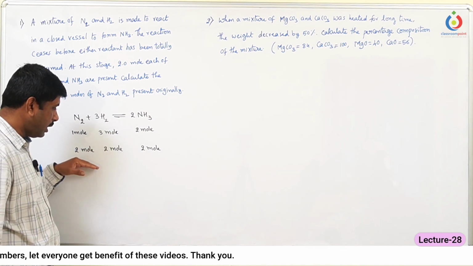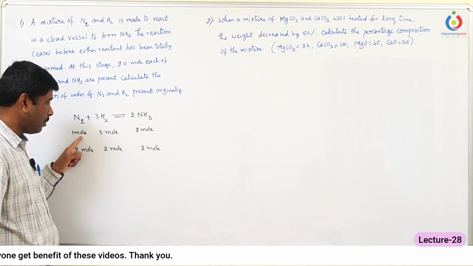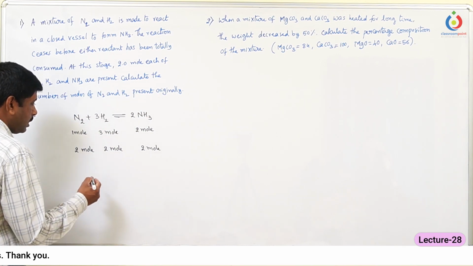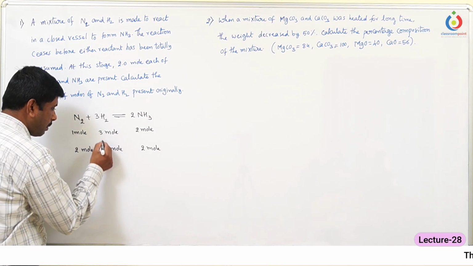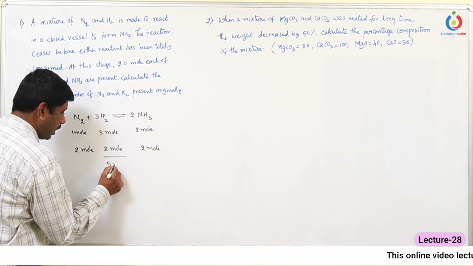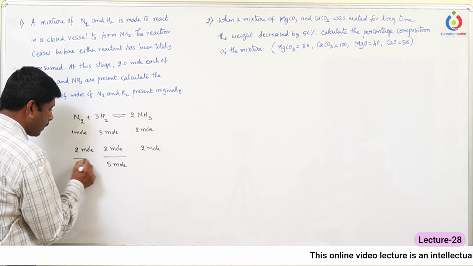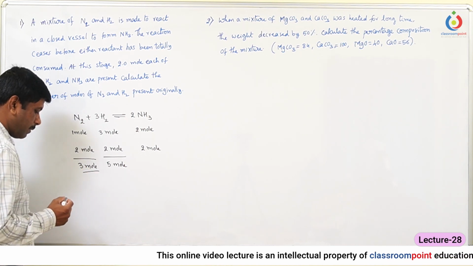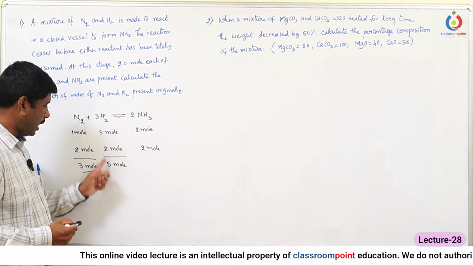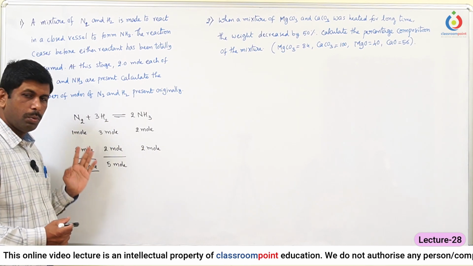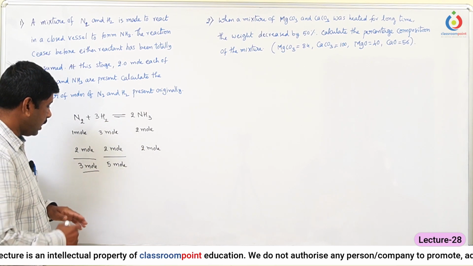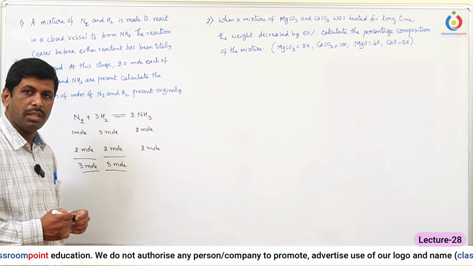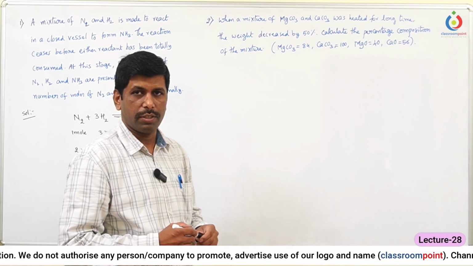Means in addition to these, we have to add these values so that we will get the initial values. So initially, 3 moles plus 2 moles equals 5 moles of hydrogen is present. And 2 plus 1 equals 3 moles of nitrogen is present. So from this, 1 mole and 3 moles converted, and finally 2 moles are present. So these are the number of moles of nitrogen and hydrogen respectively present in the original reaction mixture.